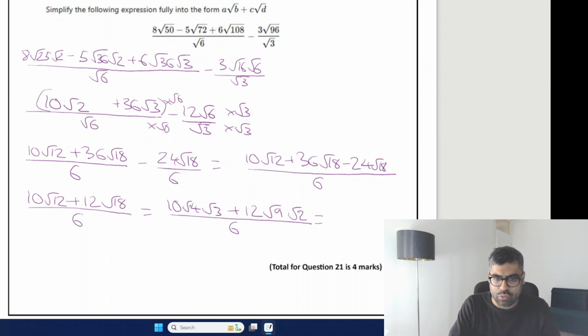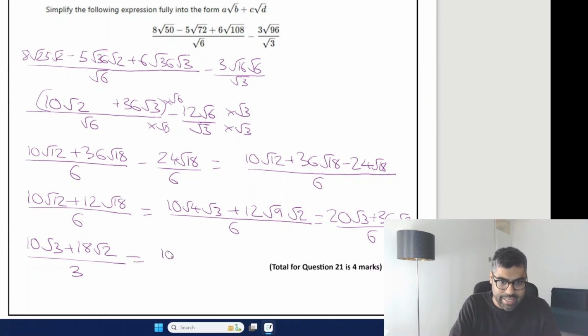Root 4 is 2, so 2 times 10 is 20, root 3. The root 9 is 3. Times that by 12, we get plus 36, root 2, over 6. We're very near to our final answer now. We can divide everything by 2 to simplify this further. If we divide 20 by 2, we're going to get 10, root 3. If we divide 36 by 2, we're going to get plus 18, root 2, over 3. Nearly at the format where we've got a root b plus c root d. We need to apply the 3 to both the 10 and the 18.